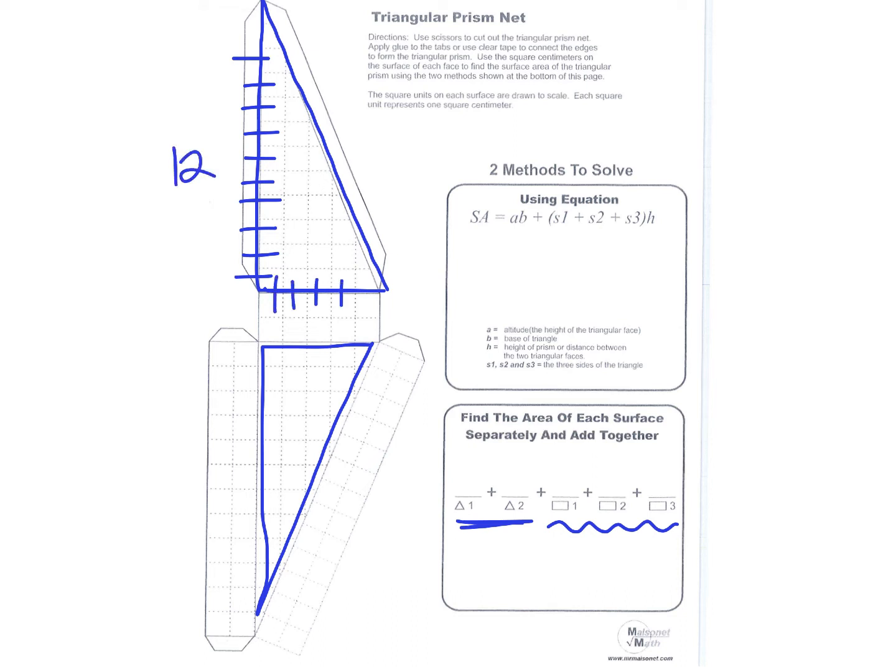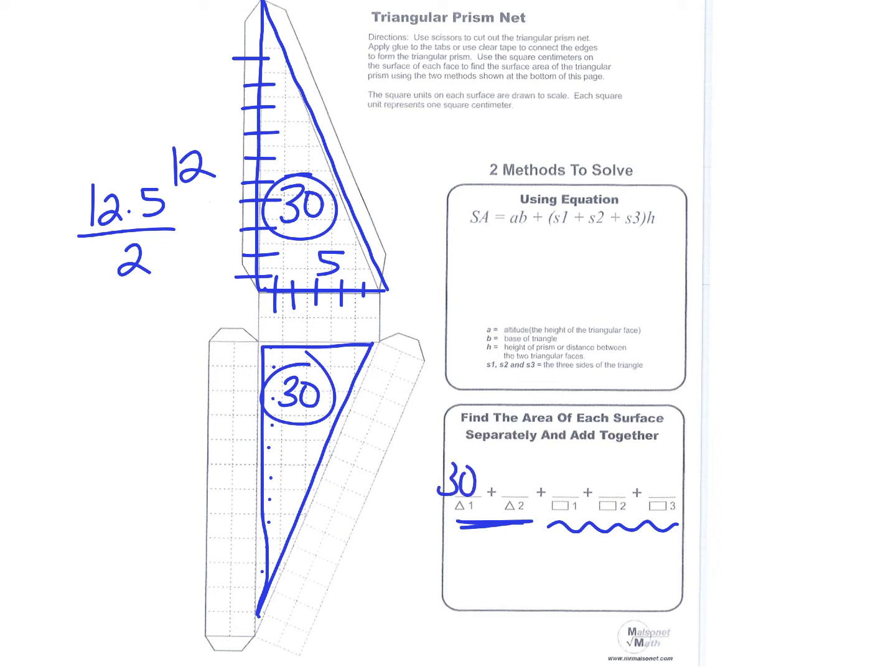1, 2, 3, 4, 5. So it's 12 times 5 divided by 2. And when I do that math, I get 30 and 30. Don't forget, triangles are divided by 2, and we have 2 of them, so we have 30 here and 30 here. Now I have 3 rectangles, so let's do one at a time. I have a green one right here. I know it's 5 on this edge by 2. 5 times 2 is 10, so my first rectangle is 10.